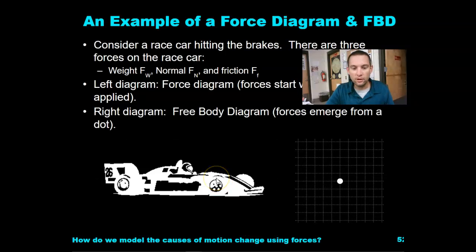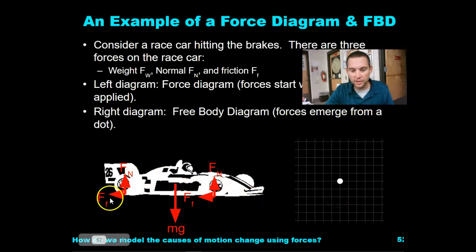Left diagram, force diagram. Forces start where they are applied. In the right diagram, this is the start of a free body diagram. Forces are going to come from a dot. So here's our force diagram. We know the weight, mg, or F sub W, comes from the center of any object. So it's always going to come from the center, and it's always going to point down. Notice how big it is. It's a heavy car. It's a big boy. And then it is clearly labeled, right?